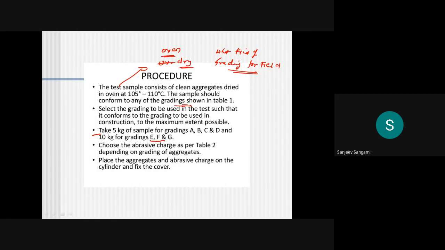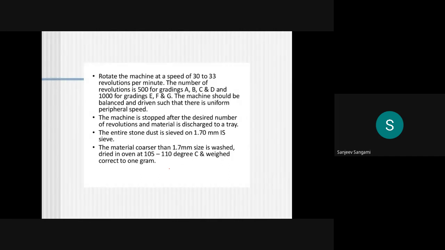Choose the abrasion charges as per Table 2, place the aggregates and abrasion charges in the cylinder and fix the cover. Rotate the machine at a speed of 30 to 33 rpm. The number of revolutions is 500 for gradings A, B, C, D and 1000 for gradings E, F, G. The machine should be balanced and driven such that there is uniform speed. The machine is stopped after the desired number of revolutions.